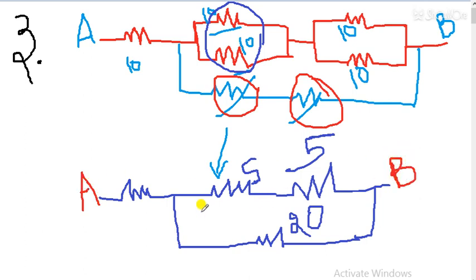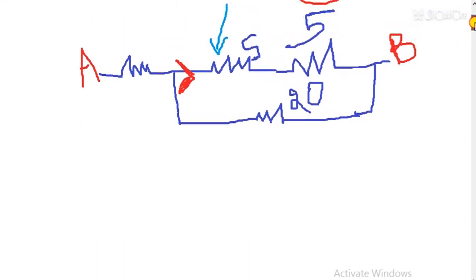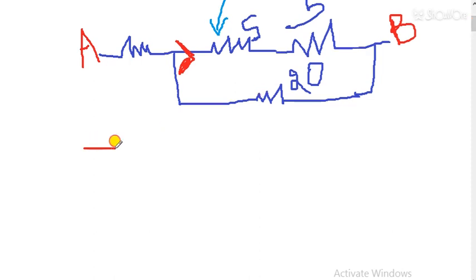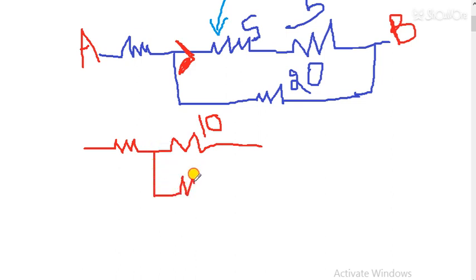After this point students, this 5 and 5 is in series because no current is divided here. If current I is flowing here, then this current is not divided, the same current is flowing through 5 and 5. That means this will make a series combination. So we get A, this resistance, after it a resistance that is the combination of 5 and 5, so its value is 10, and a parallel resistance to 10 that has value 20.